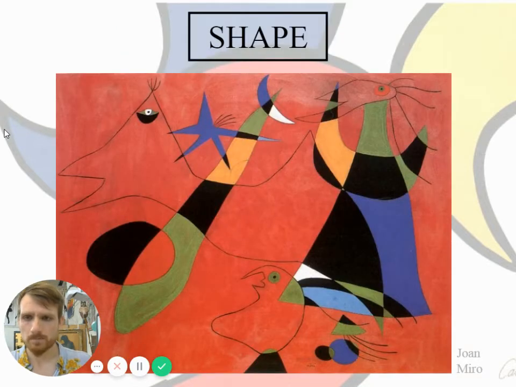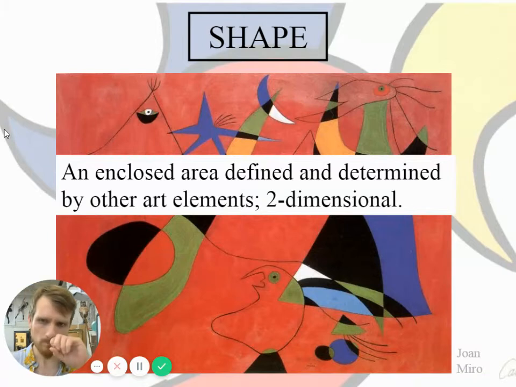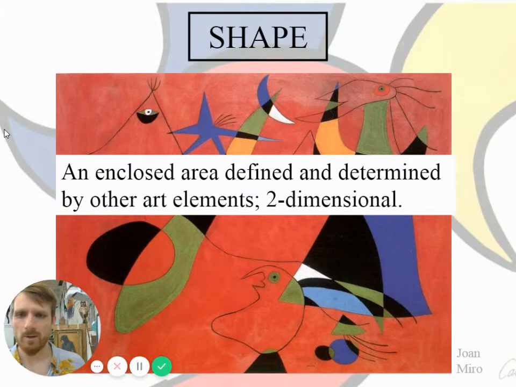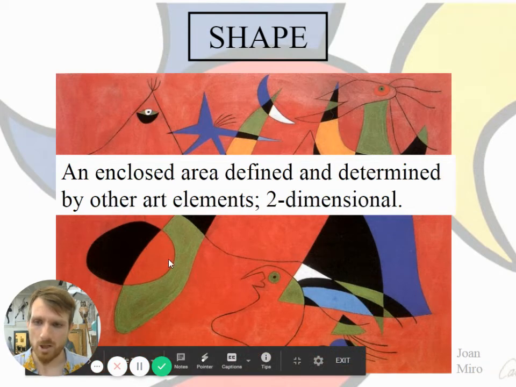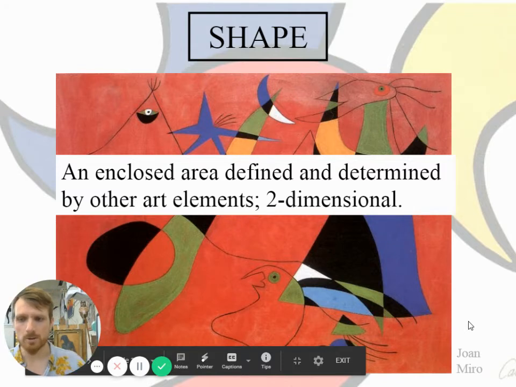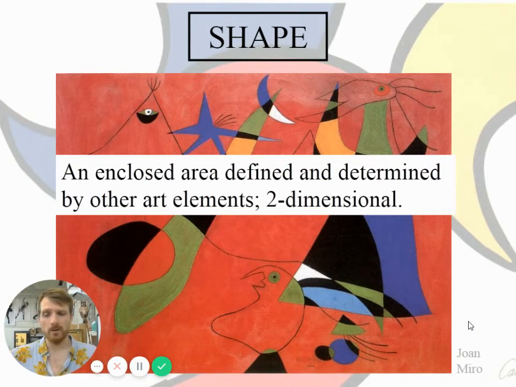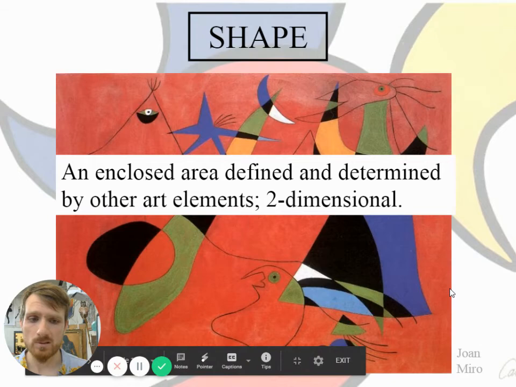And then shape deals also with form, but shape is an enclosed area defined and determined by the other elements of art. So shapes can be determined by color, shapes can be determined by other shapes, shapes can be determined simply by line, but it's an enclosed two-dimensional area. So back to our form conversation, a circle is a two-dimensional shape, but if we make it into a sphere or something like a ball, that becomes a three-dimensional form. So shape is two-dimensional.